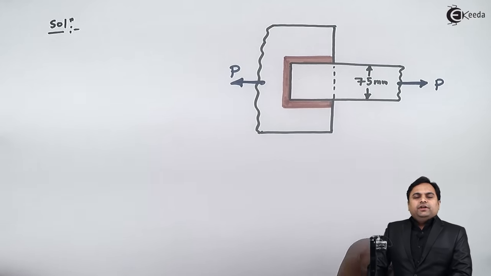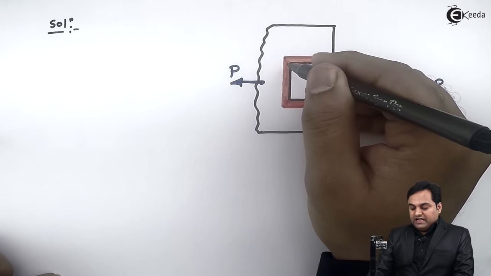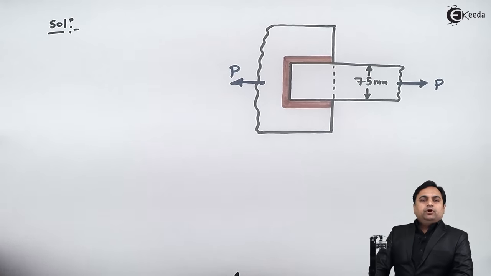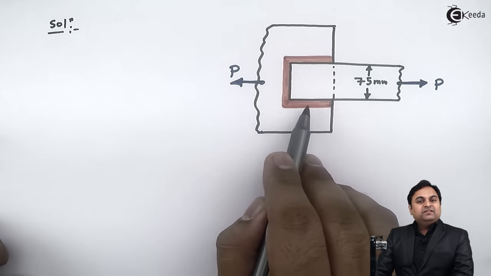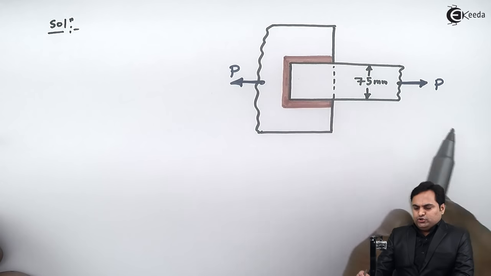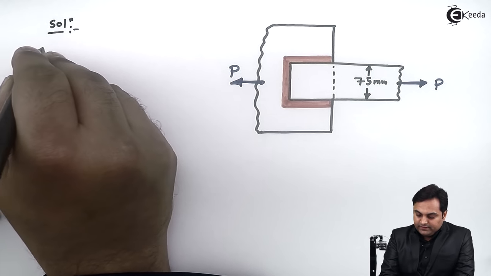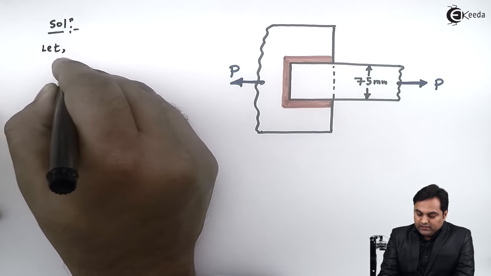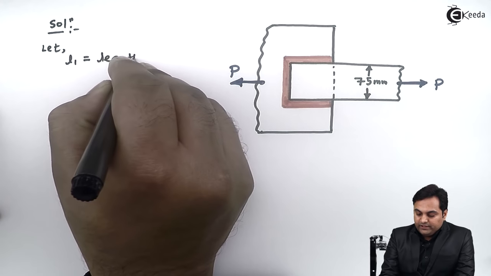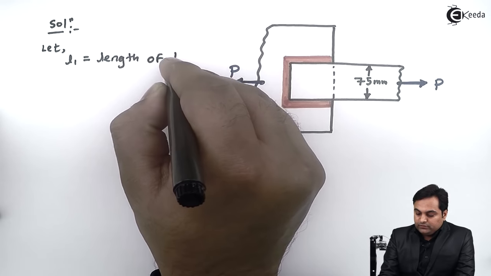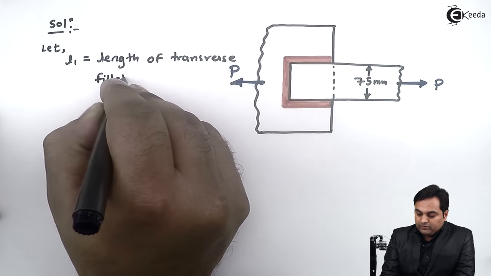here the approach in this problem would be, first I will get the length of transverse fillet weld, because if we look into the question, they are telling us to find the length of parallel fillet weld. So before that, we should know the length of transverse fillet weld. So here I'll say that let L1 is equal to length of transverse fillet weld.